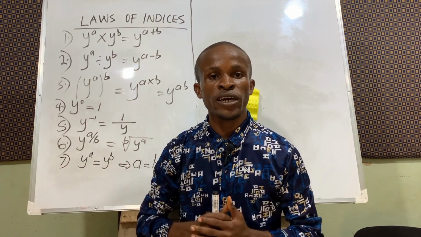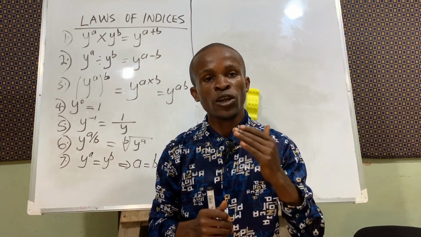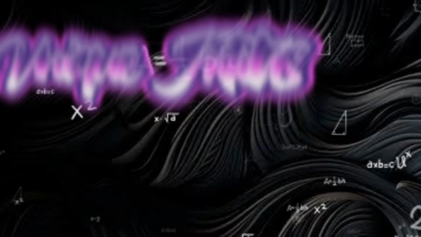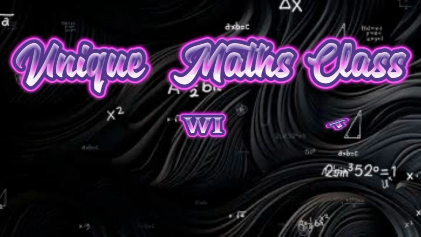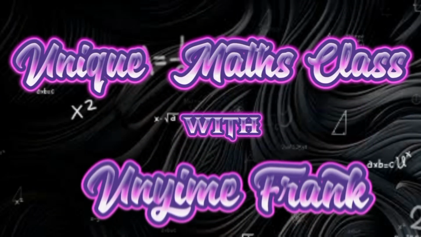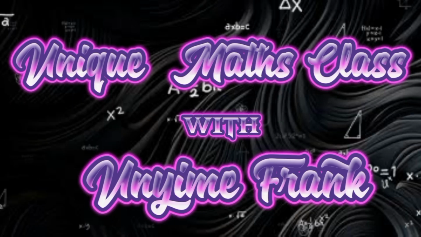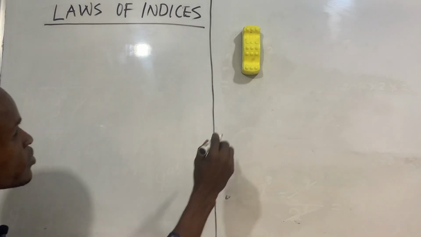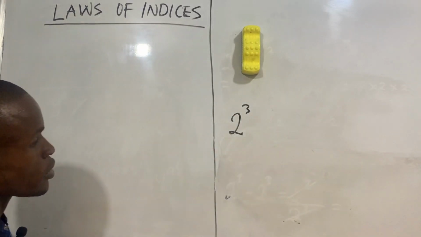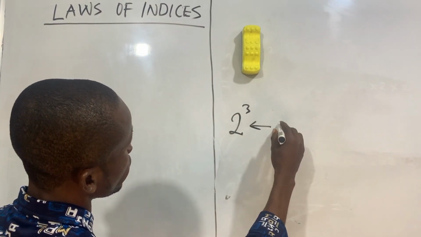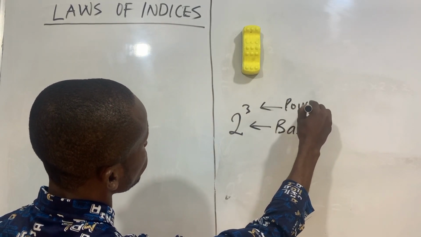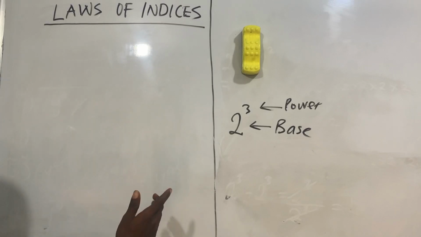Today, we're looking at indices as a topic in mathematics and the laws that govern the operation of indices. Now, index is a concept that has to do with numbers and their powers. This is an index number, 2 raised to the power 3. This 2 is known as the base, while 3 is known as the power, or exponent, or index. There are laws that govern these indices. Now we are going to consider the laws step by step.